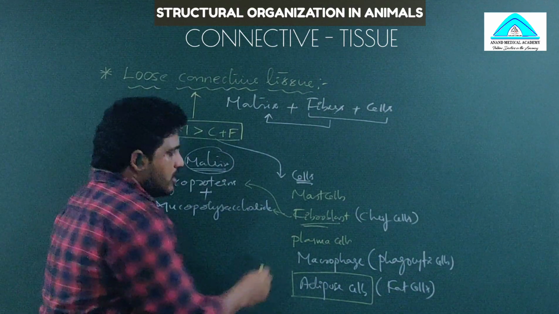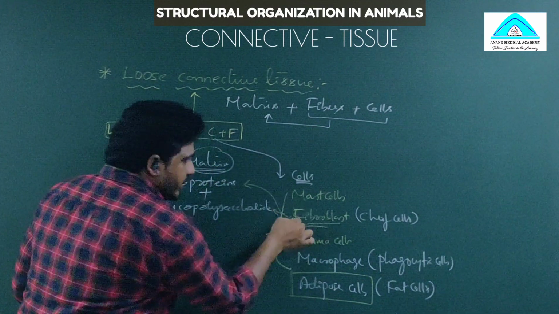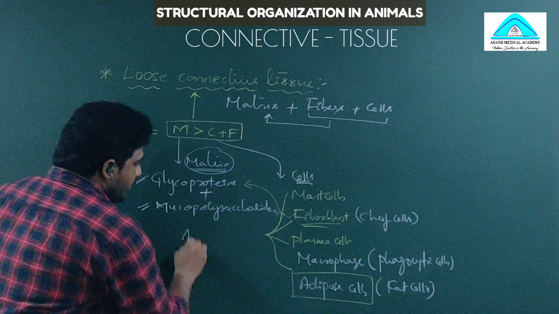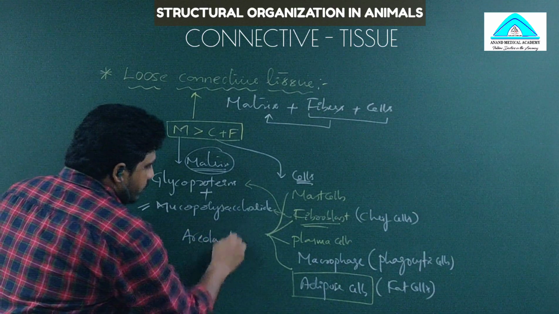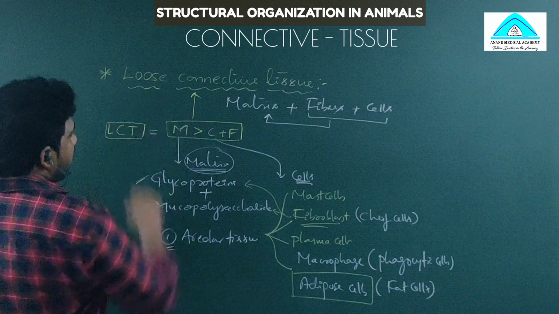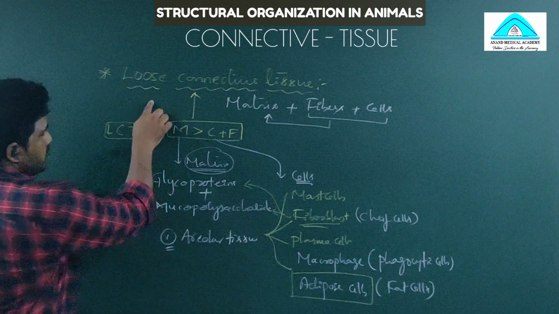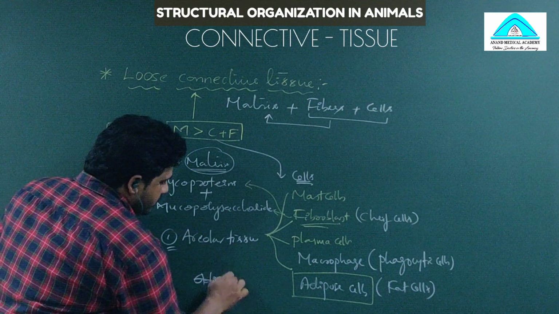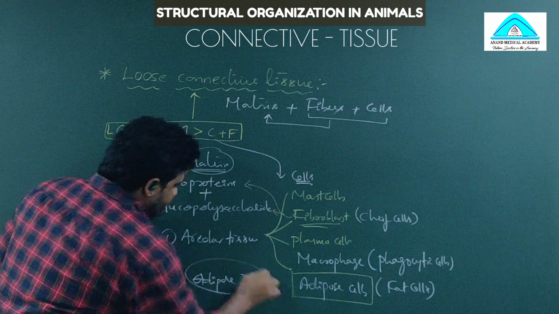Except adipose cells, all these four, what are they? Mast cells, fibroblast cells, plasma cells and macrophages are present in areolar tissue. Areolar tissue is the first type and most abundant connective tissue, that is in the loose connective tissue. Adipose, the second one, is adipose tissue. It is the second type.